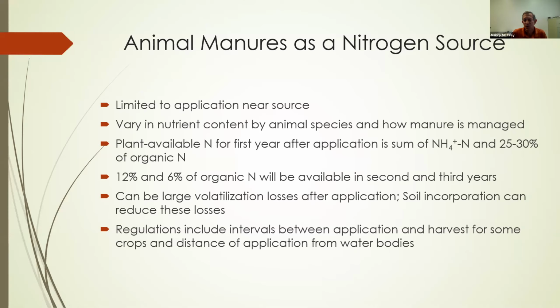You can have large volatilization losses after application, and so soil incorporation can reduce the loss through volatilization. There are regulations regarding animal manure use in some situations, including intervals between application and harvest for some crops, and also the distance of application from nearby water bodies. So in some situations, you have to pay attention to the state regulations regarding the use of animal manures.